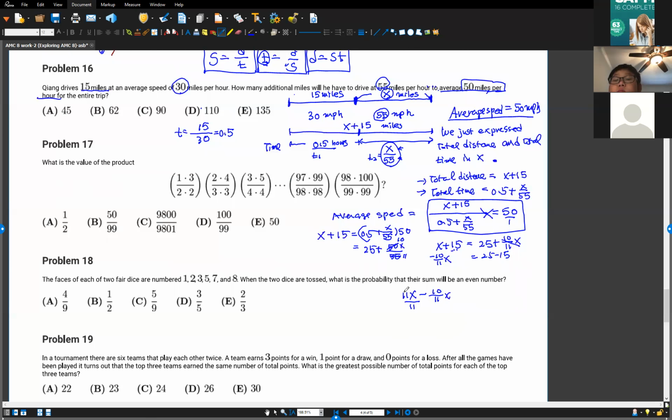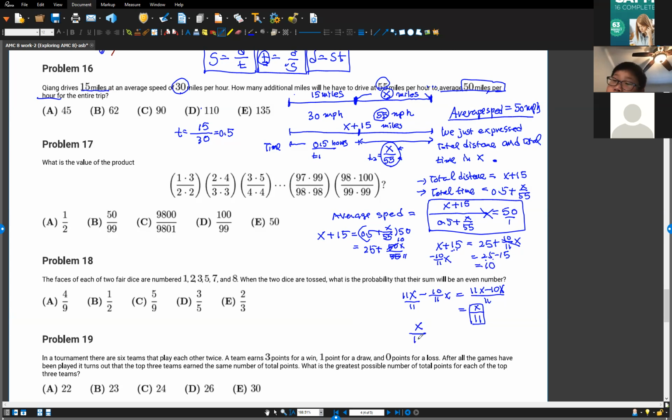Now we have a common denominator, which is 11. How much is that? 11x minus 10x over 11, right? 11x minus 10x is 1x. So 1x over 11. That's the simplest form. Left hand side. Right hand side is how much? 25 minus 15 is what? 10, right? So you have to solve this one.